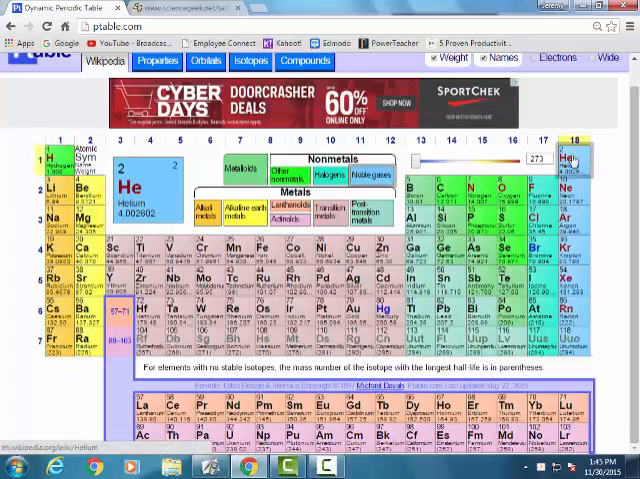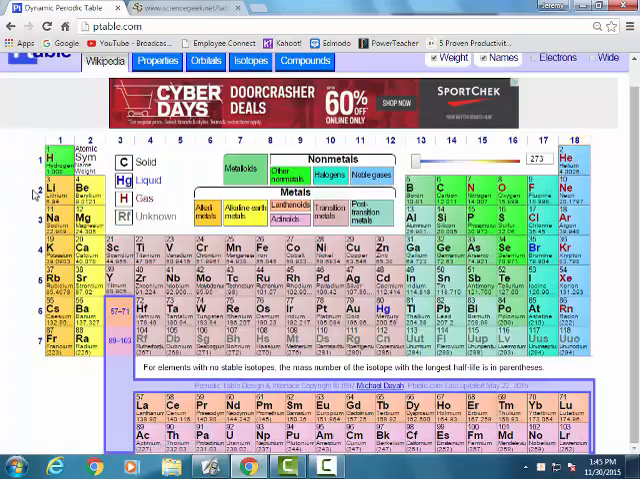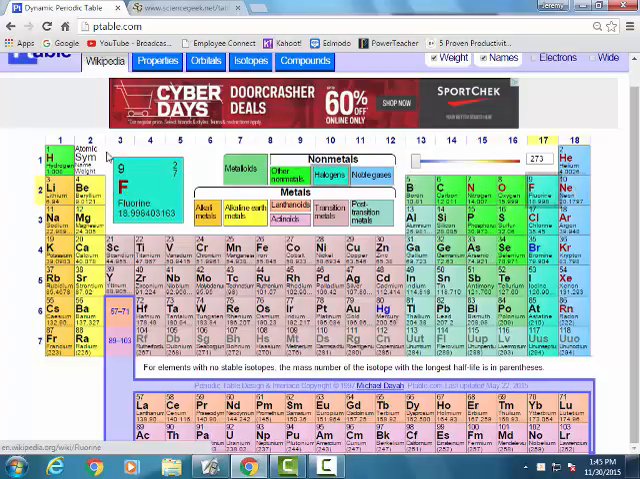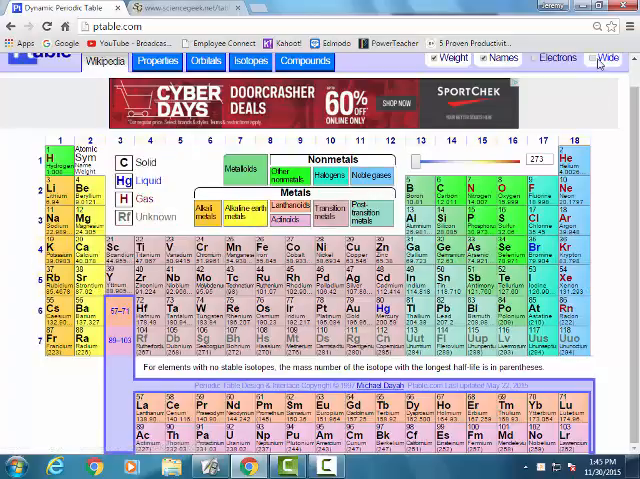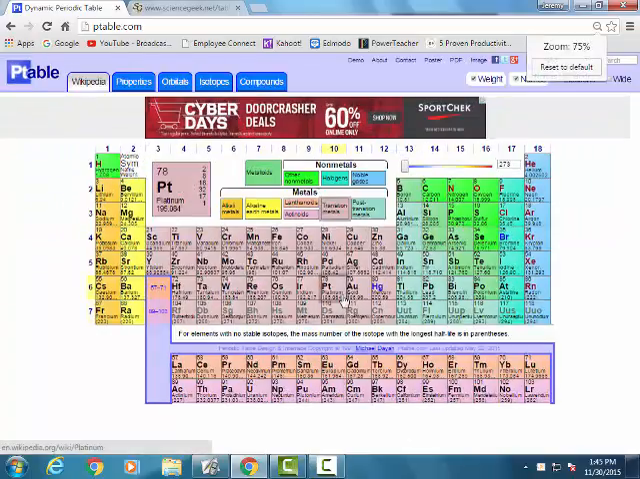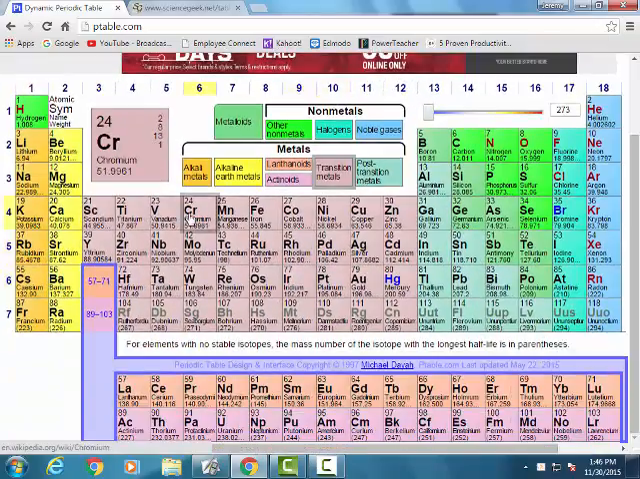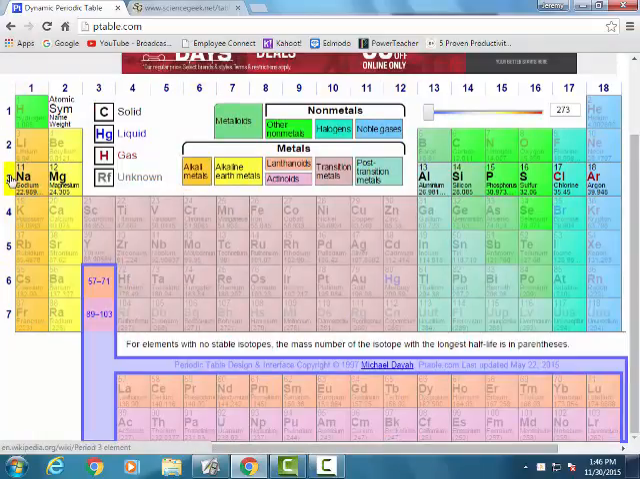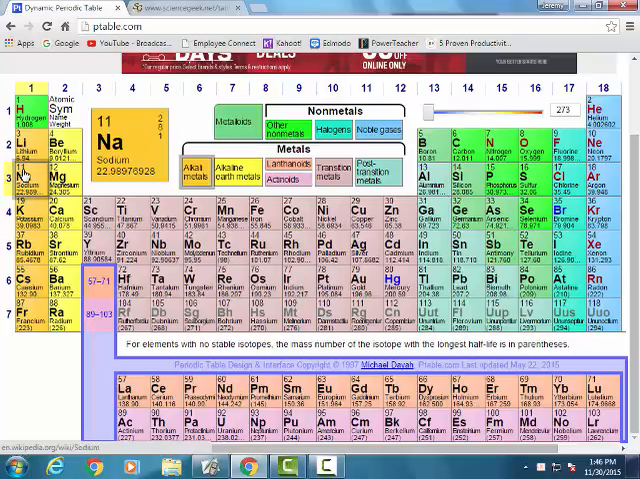So the first shell can hold 2 electrons. The second shell can hold 1, 2, 3, 4, 5, 6, 7, 8 electrons. The third shell can also hold 8 electrons. This shell down here can hold 18. Same with this one. And then if we look at the wide version of the periodic table, these 2 bottom rows can each hold 32 electrons. So we're not worried about that far, but we can work with this. We know that sodium is going to have 3 shells of electrons. It's going to have 11 protons and 11 electrons.